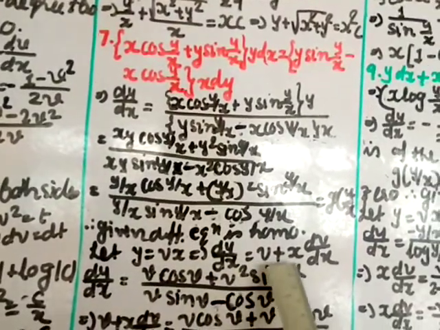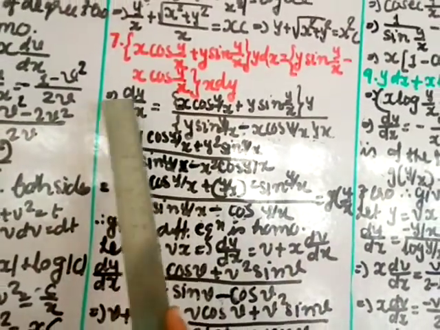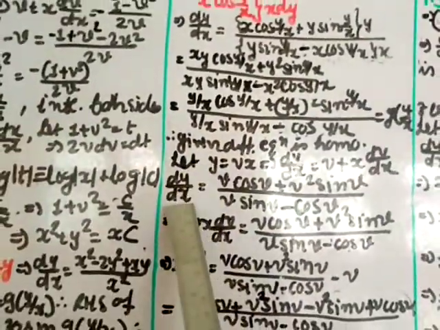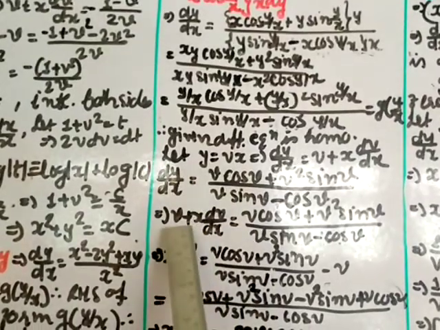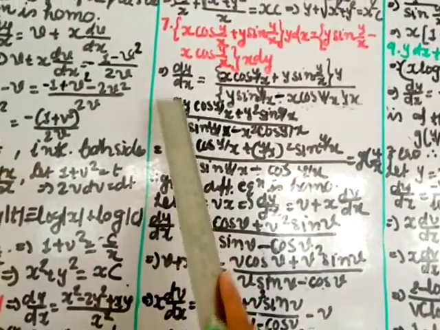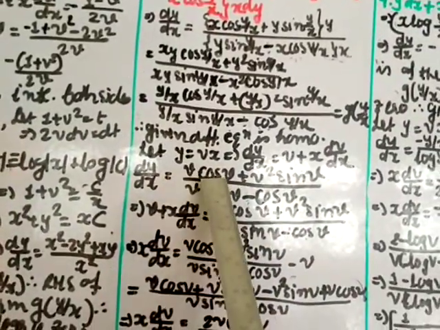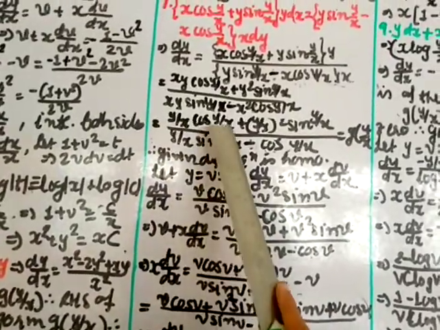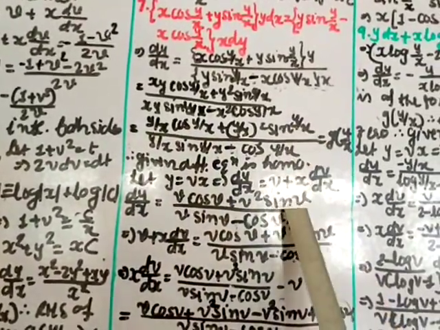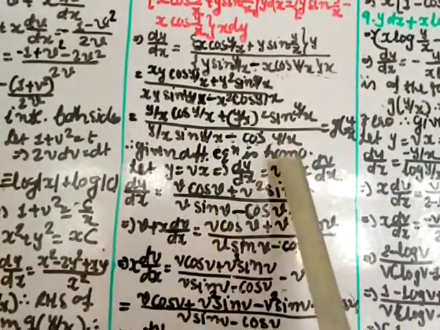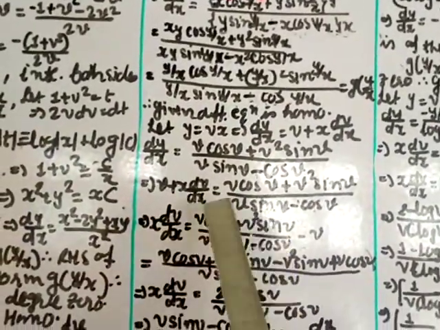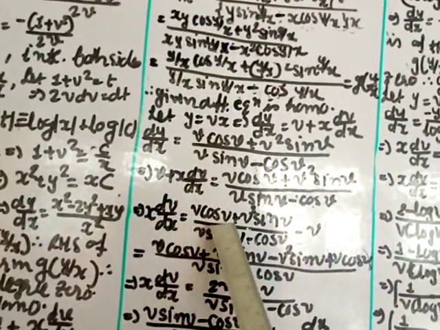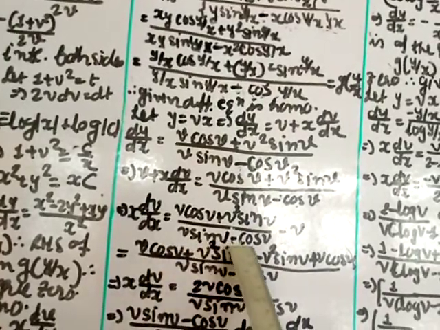Differentiate, so dy by dx is equal to v plus x dv by dx. Put this value instead of dy by dx, and wherever there is y by x, you put v. So dy by dx is v plus x dv by dx, and wherever there is y by x, I have put v. So what I get is v cos v plus v square sin v divided by v sin v minus cos v. Okay, after that I am transferring this v over here. This v you transfer here, it becomes negative.